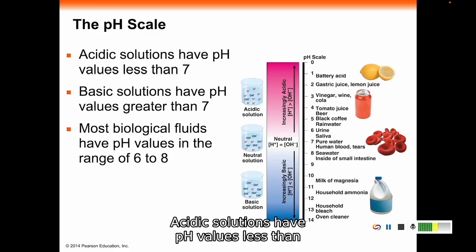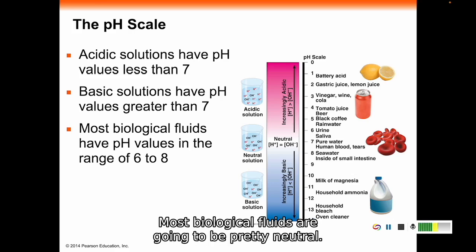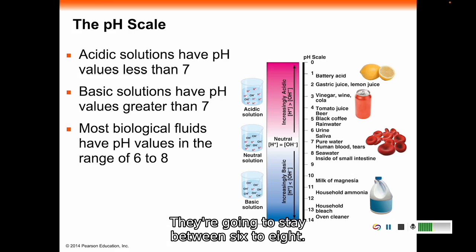Acidic solutions have pH values less than 7. They can go all the way to 0. And basic solutions have pH values greater than 7, typically to 14. Most biological fluids are going to be pretty neutral. They're going to stay between 6 to 8.